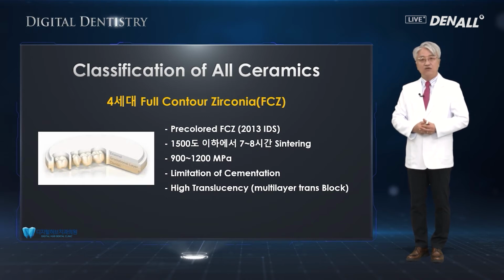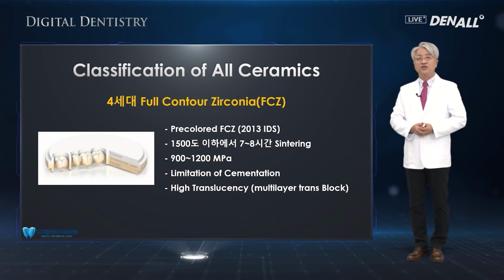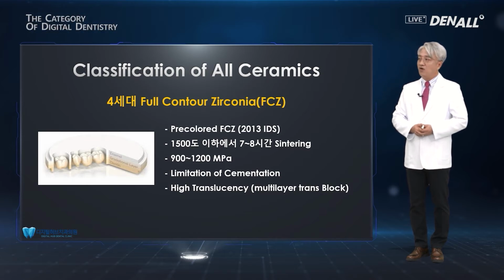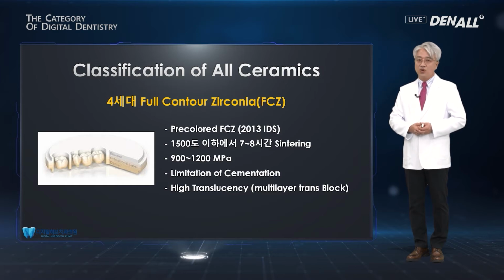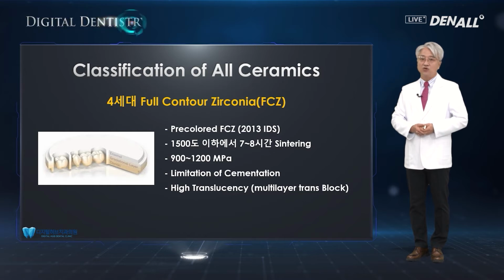So then we come to the fourth generation, which we now use a lot. This is full contour zirconia. These days, color has also been improved, so you can even use it on the anterior side. And this zirconia requires about 7 to 8 hours or up to 20 hours of sintering at 1500 degrees.